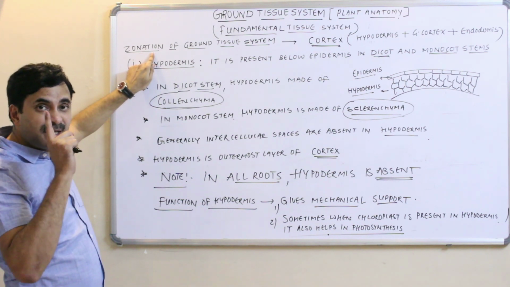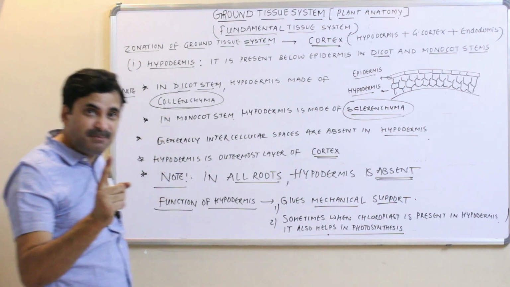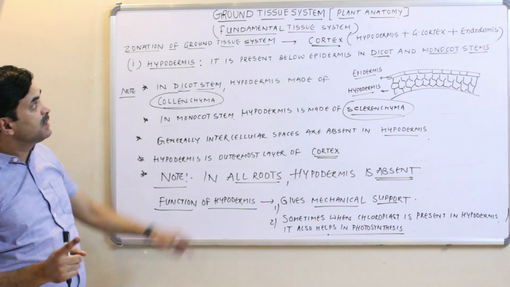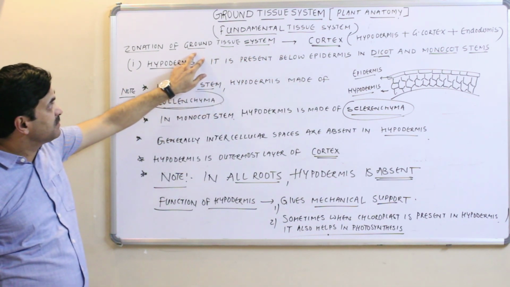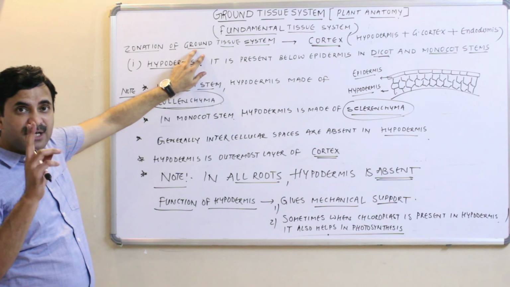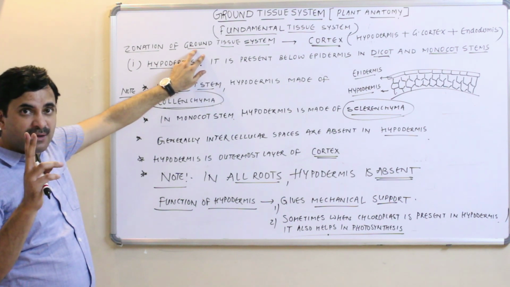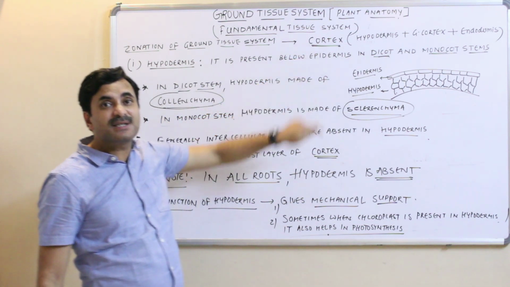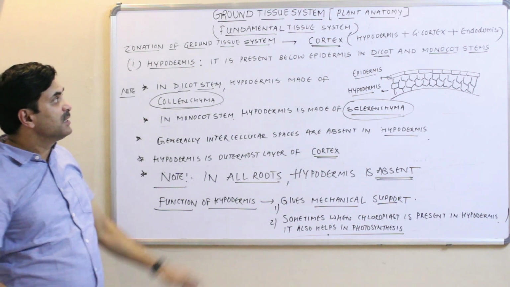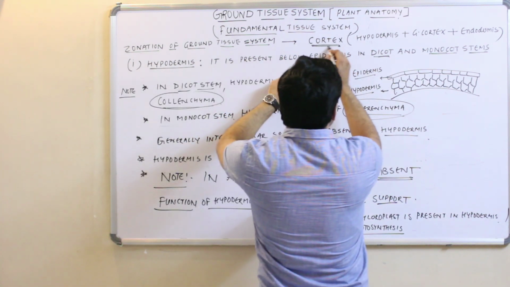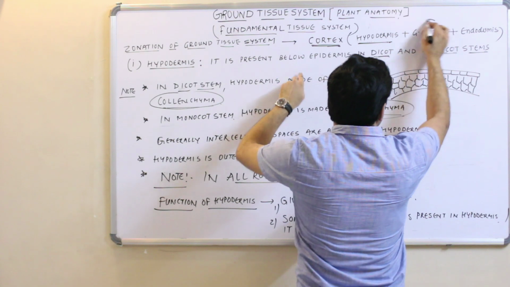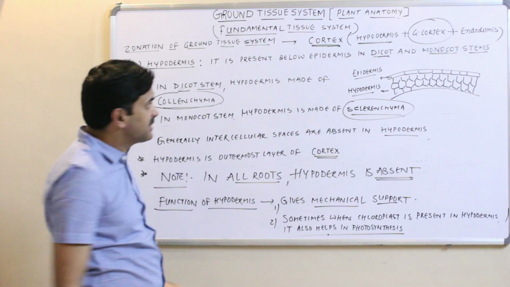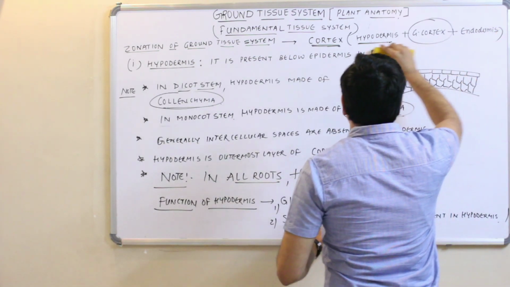You know very well that in dicot stem, again I am repeating, in dicot stem, in dicot root and in monocot root, the tissue system is actually divided into two zones, right? One is the outer zone known as the cortex, and one is the central zone, which is the pith. So in the outer cortex region we have studied the hypodermis. Now coming to the next one, the general cortex.